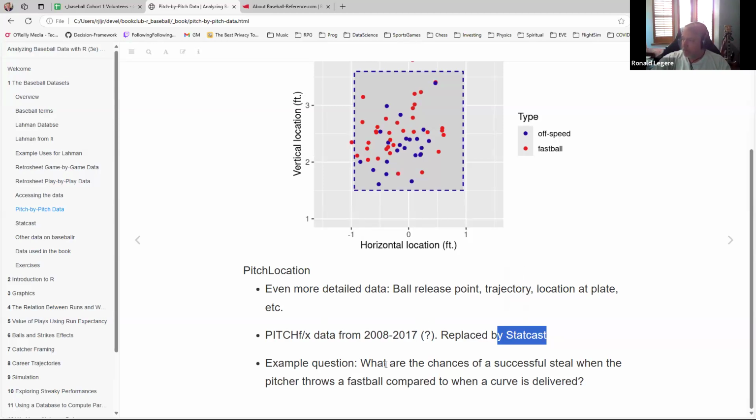So they give an example question here. What are the chances of a successful steal when the pitcher throws a fastball compared to when a curve is delivered? That's because it'll tell you whether it was a curve or a fastball based on the trajectory. They did the analysis. You don't have to reconstruct that, unfortunately.